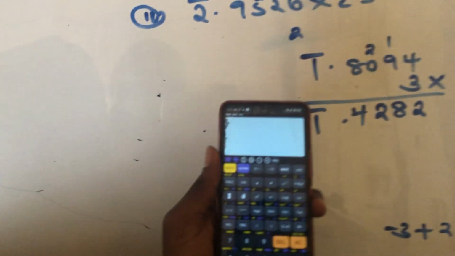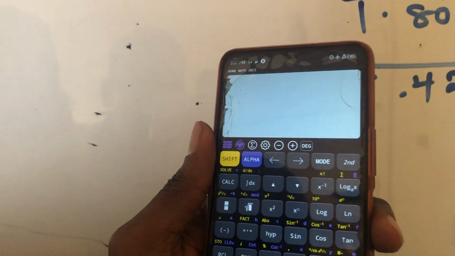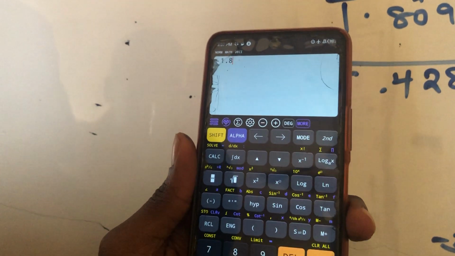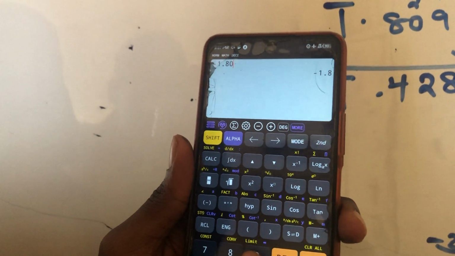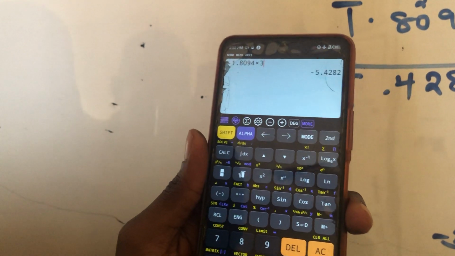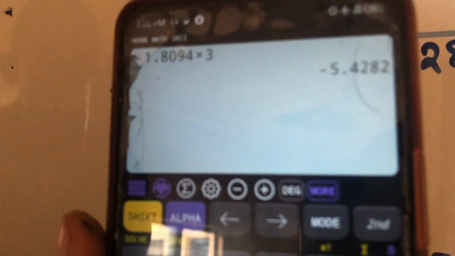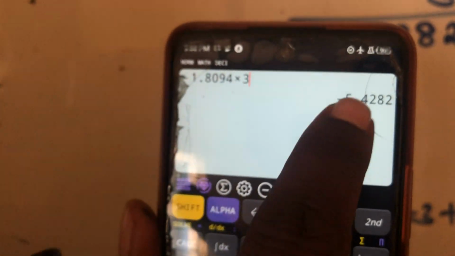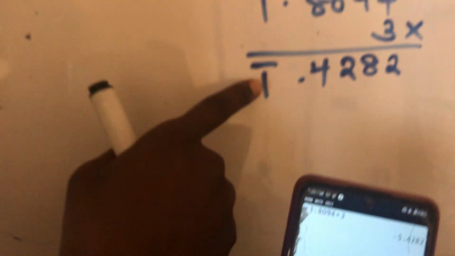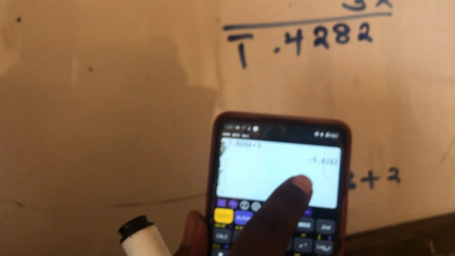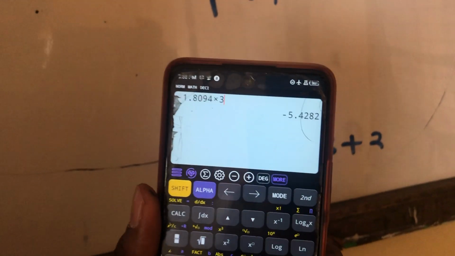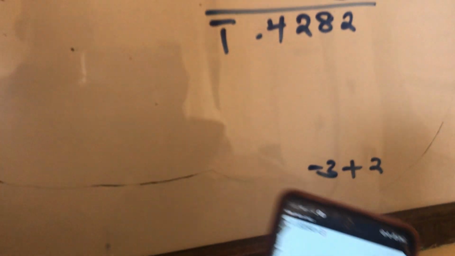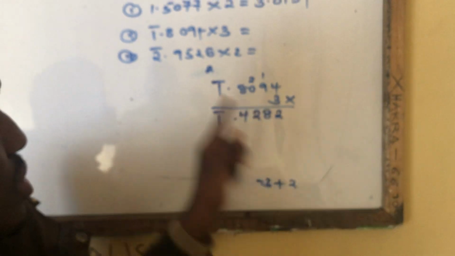Let's find out. Let's take negative 1. Take note, a bar is more or less the same as a negative. 0.8094, we multiply by 3. What is the calculator giving us? Negative 5.4282. Well, in logs, this cannot work. You realize that the characteristic I'm having is not the same as what the calculator is giving us. Take note, when multiplying logs and dividing logs, try and minimize the use of the calculator. We'll proceed.